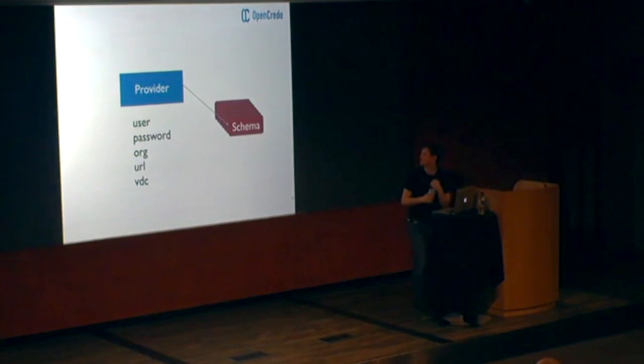So let's look at the schema that we needed for a provider. On VCD, to connect, I needed to hand over a user, password, org, a URL, and a VDC. Now, a VDC is just a virtual data center. The last three of those, well, actually all of those, are going to be given to you by your hosting provider.